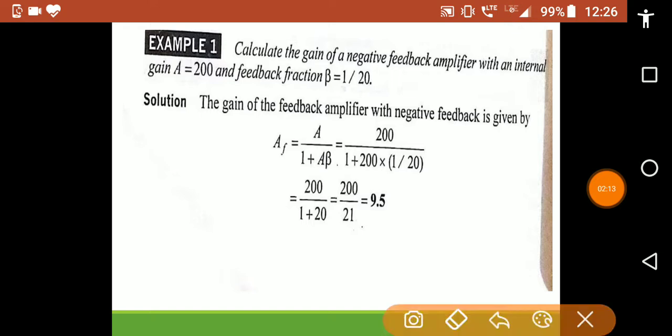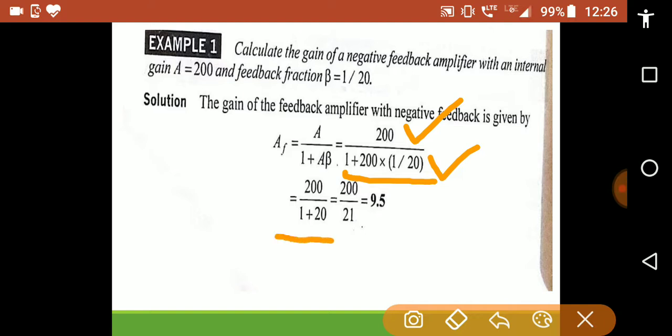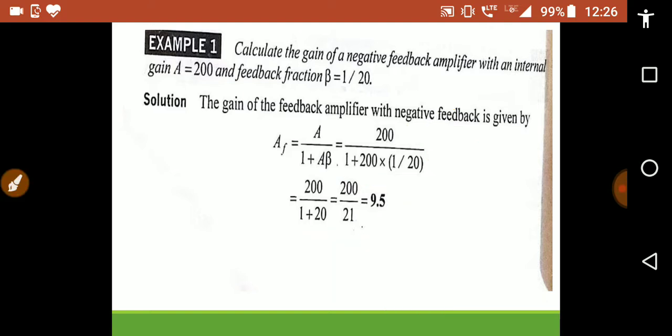Now let us see once again. Here A is 200 and beta equal to 1 by 20. So AF equal to 200 divided by 1 plus 200 into 1 by 20 equal to 200 divided by 21 equal to 9.5. So let's see the next problem.